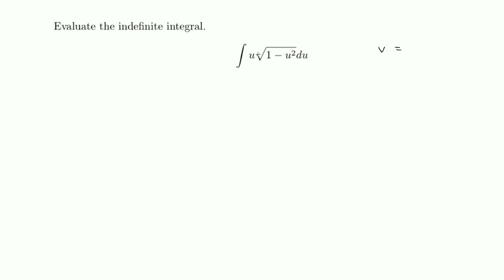Well, let's look at this. There's a couple of functions here. There's the function u, and there's the function square root of 1 minus u squared. Now, obviously, this is the complex or the compound function, the one that has one inside another. The outer function f of something is clearly just the square root. The inside function g of u is 1 minus u squared.